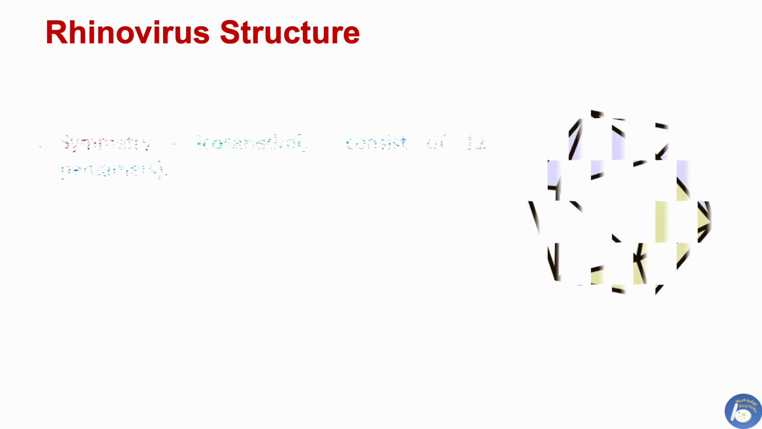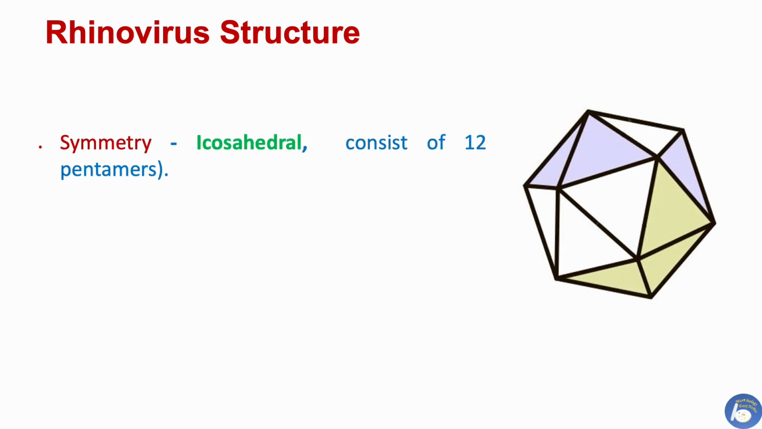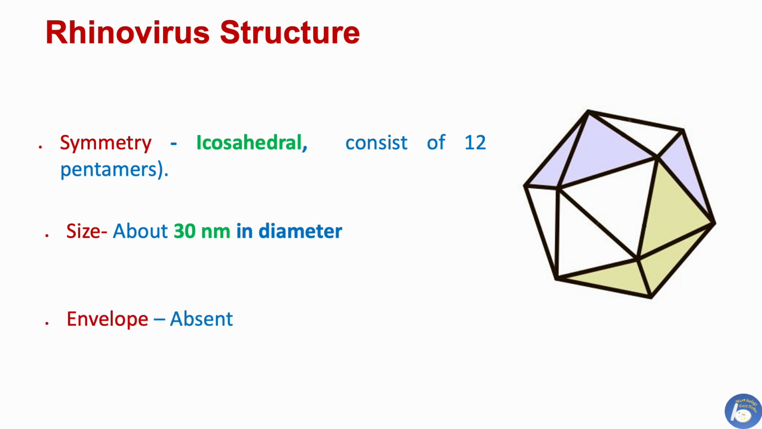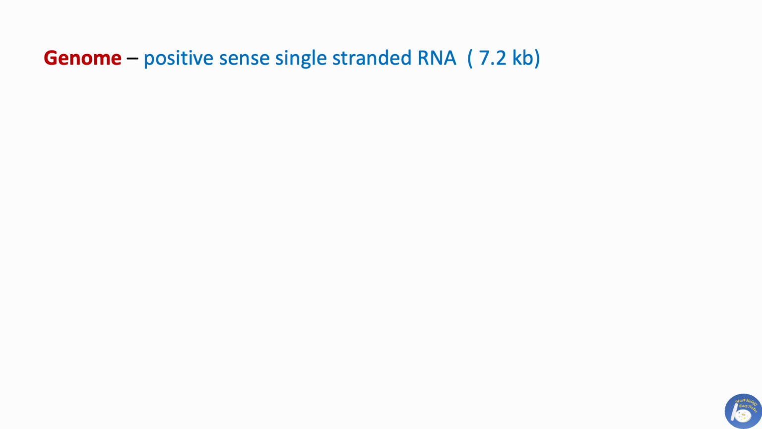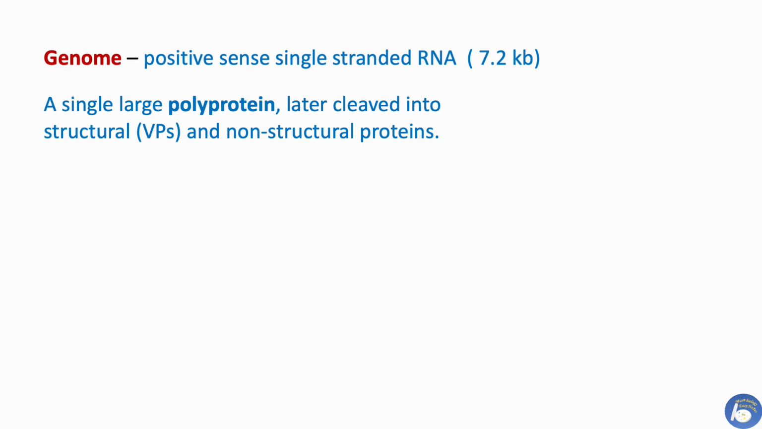Rhinovirus structure: symmetry is icosahedral, and it consists of 12 pentamers. Size is about 30 nanometers in diameter, which is 50 million times smaller than an ant. Envelope is absent, but capsid is present. Capsid contains positive sense single-stranded RNA and its size is 7.2 kb. It encodes a single large polyprotein later cleaved into structural and non-structural proteins.